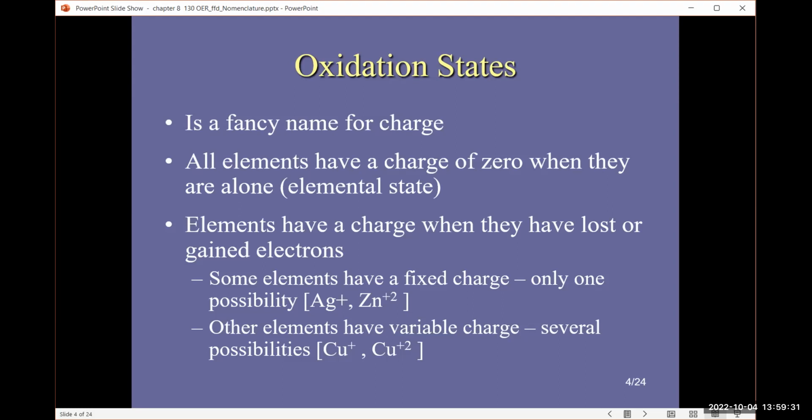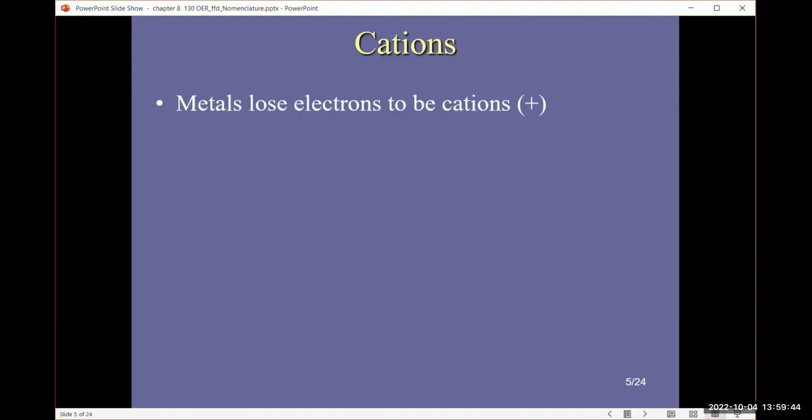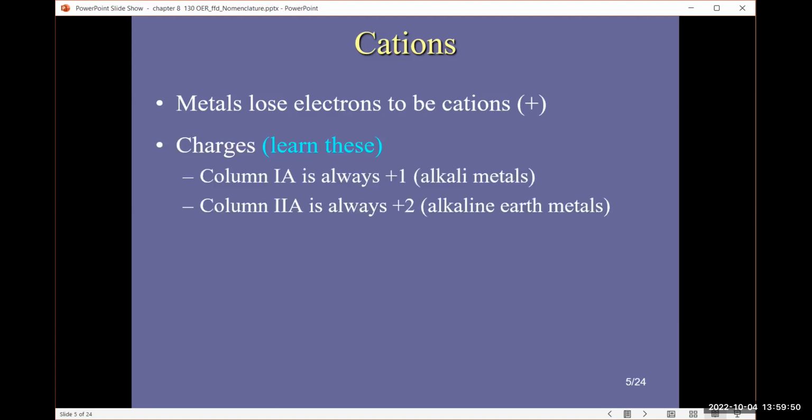The example of copper 1, copper 2, but you have things like iron 2, iron 3, and there's a variety of a lot more different ones. Cobalt has different ones. Lead can have different oxidation numbers, okay? We know now that metals lose electrons to become cations, so we have to refresh your memory on their respective charges based on what group they are.